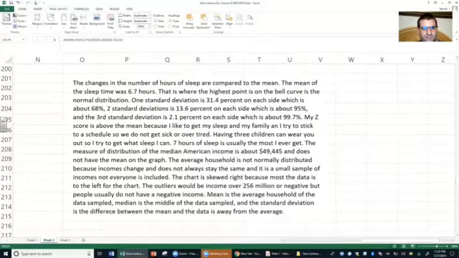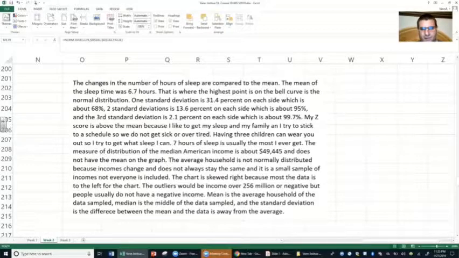The measure of distribution of the median American income is about $49,445 and does not have the mean on the graph. The average household income is not normally distributed because incomes change and do not always stay the same, and it is a small sample of incomes. Not everyone is included. The chart is skewed right because most of the data is to the left of the chart.